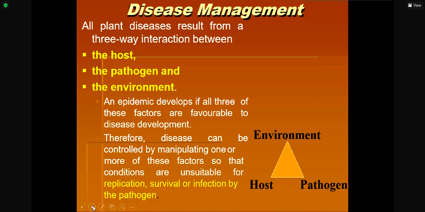So if we want to manage the disease, what do we have to do? We have to control either of these three components. We can control the host, we can control the pathogen, or at the same time, we can control the environment. Then we can manage the plant disease.